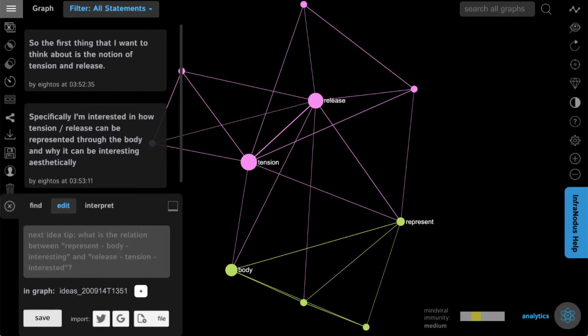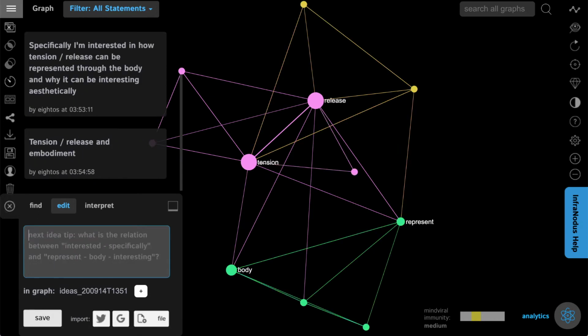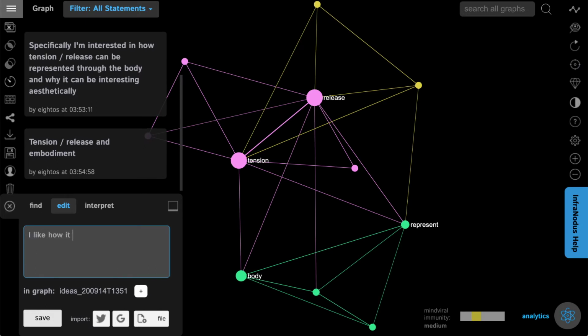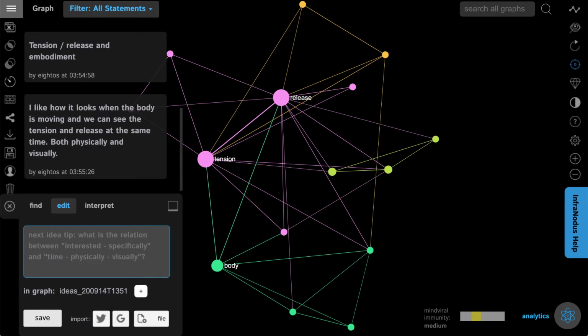So here we go, we have the graph, we're talking about tension and release. I can just write simple sentences like tension, release, and embodiment. It can even be ideas, doesn't have to be well-formed sentences. Then I can also throw something in that I like how it looks when the body is moving and we can see the tension and release at the same time, both physically and visually. So here I'm just writing some thoughts I had.